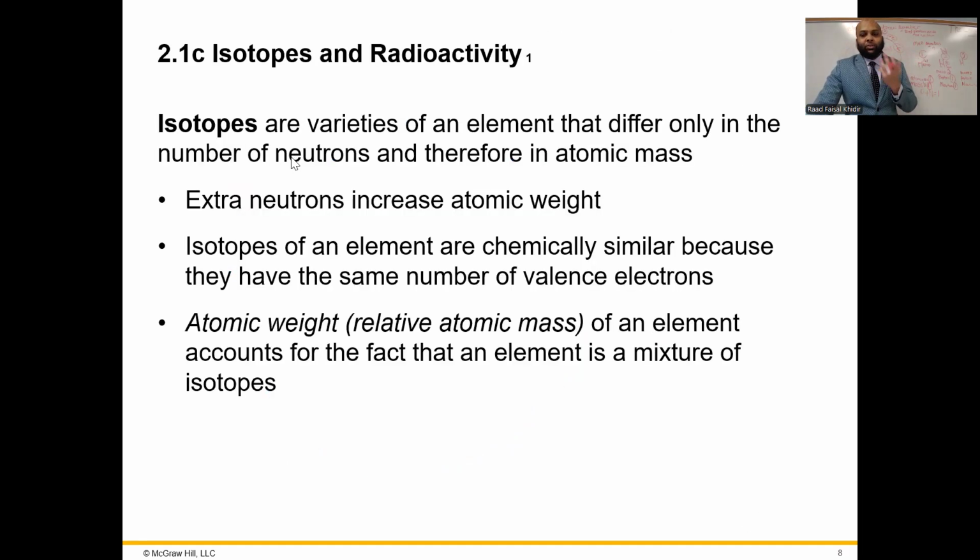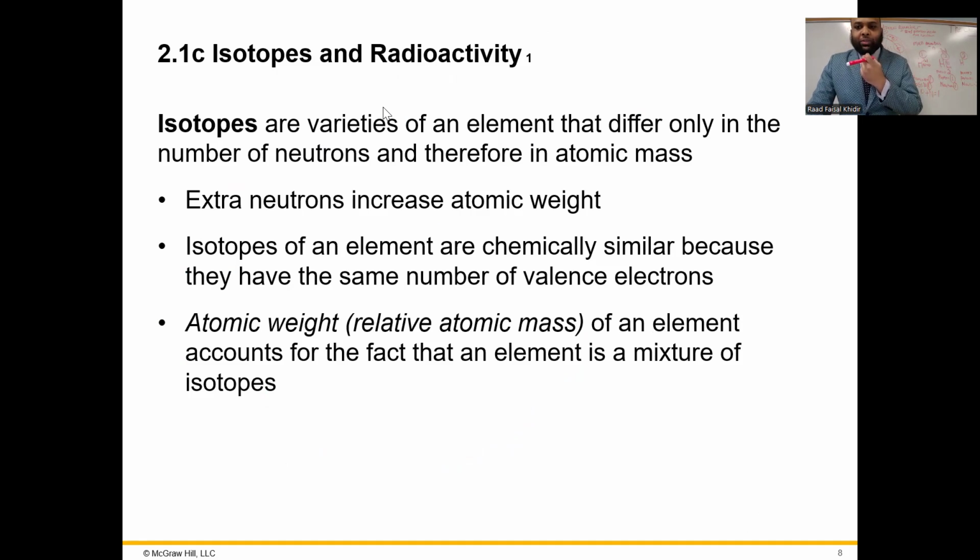Isotopes, you guys were excellent. You knew those. These are varieties based on what? On mass number. They are varieties of an element that differ only in the number of neutrons and therefore in atomic mass. So there are extra neutrons that increase the atomic weight. Extra neutrons that increase the atomic weight.